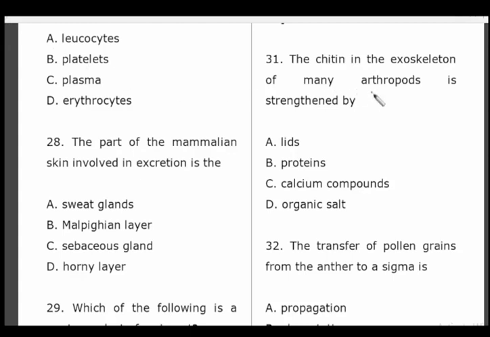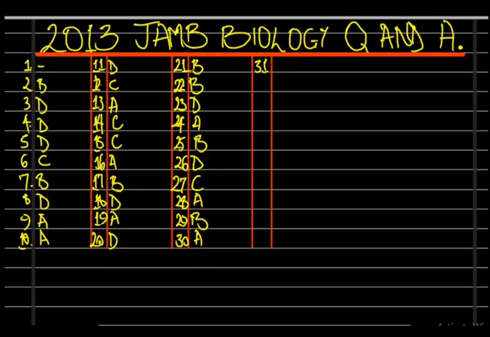The question there is talking about the strengthening capability of the exoskeleton. It is not talking about what formed the exoskeleton or what the skeleton is rich in. So what strengthens it? Like the bones of the skeleton are strengthened by calcium, the chitin is also strengthened by calcium compounds, even if it is rich in proteins. Chitins are substances that are rich in proteins, but they are strengthened by the calcium compounds. So that is the answer to question 31, option C.